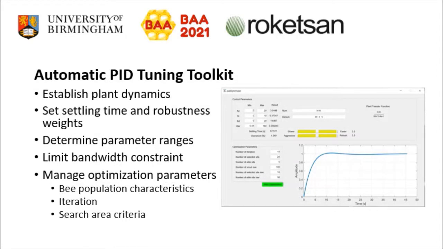If we have a look at the interface of our tool, there is a section where you can define the transfer function of the system to be controlled. Besides, there are sliders to set the objective weights. Also, you can find several boxes to bound the parameters to be optimized. On the last panel, the user can manage the optimization parameters related with the population, iteration number, and search area. On the other hand, you can observe the change on each iteration. At last, the values achieved are listed when the optimization process has finished.